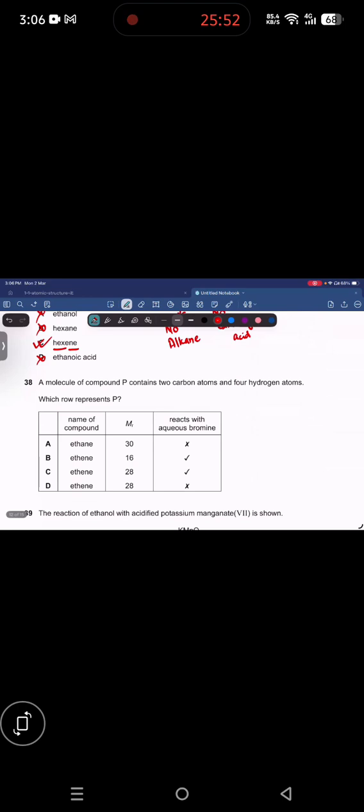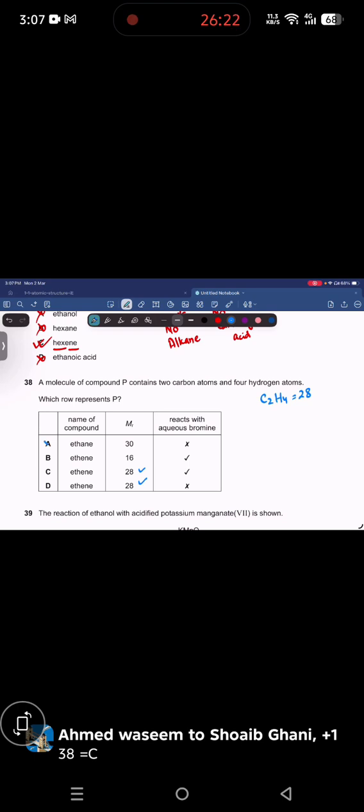Now the next question, question number 38. A molecule of compound P contains 2 carbon atoms and 4 hydrogen atoms. Which row represents P? So the molecular mass is 28 here. So we have to work on C and D. A and B are not our choice. Now we have to check whether it is an alkane or alkene. Ahmed has already given the answer.